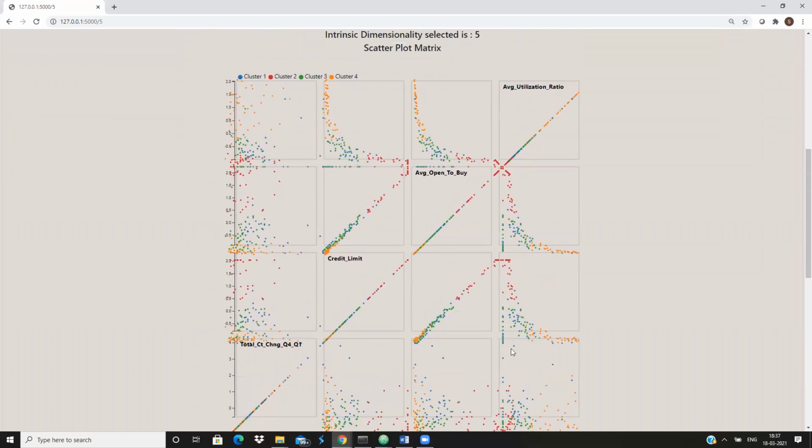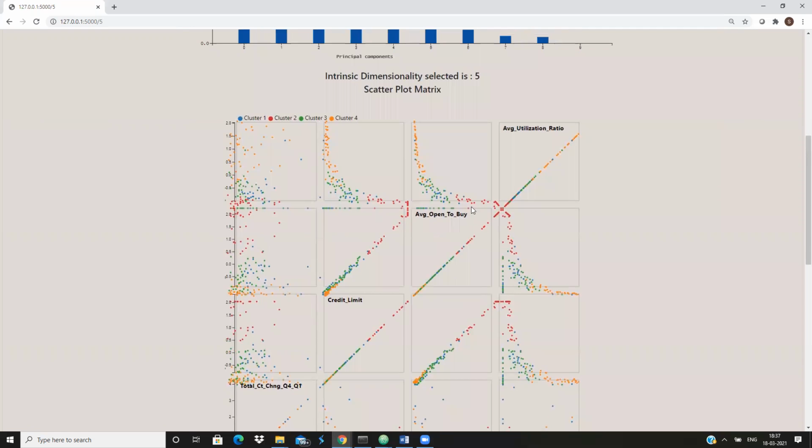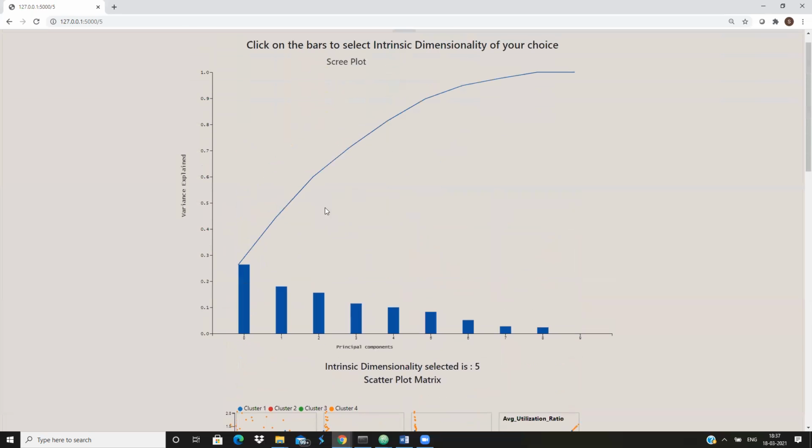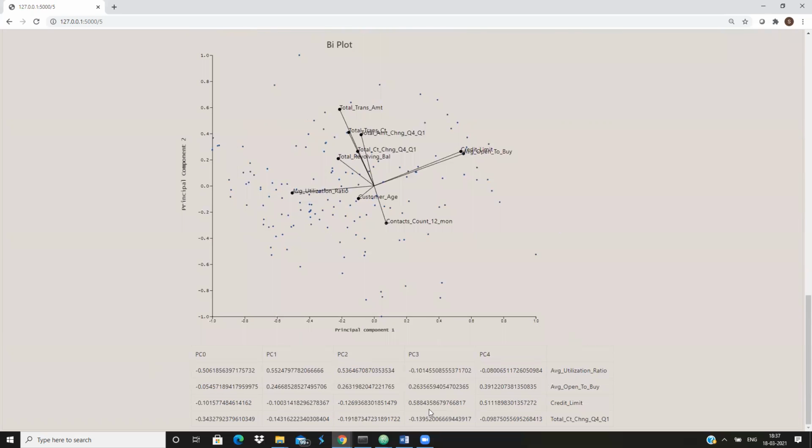Which is this, right? So it's a 4 by 4 scatterplot matrix, and you can see that each of these cells corresponds to one graph. So this is the average utilization ratio versus the open to buy, and so on. And even here we can see that each of the points have their colors according to the cluster that they belong to, as per the k-means clustering that has been done previously. So by changing the intrinsic dimensionality index, one can plot the scatterplot matrix as well as get an idea of what are the top 4 attributes.